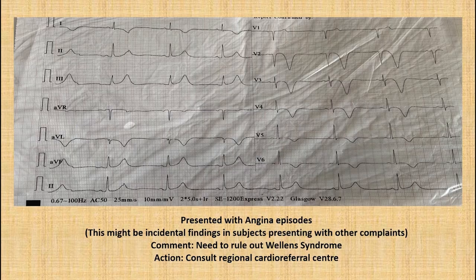This is the second and also the last ECG that I would like to show you. I would like to bring your attention to this section of the ECG, where you can see there is a deeply symmetrical T inversion over the anterior part of the ECG, extending from V2 until V6. So what I'm suspecting is, could this be a Wellens type B? So again, such cases need to be referred to a regional cardiovascular center for further intervention.